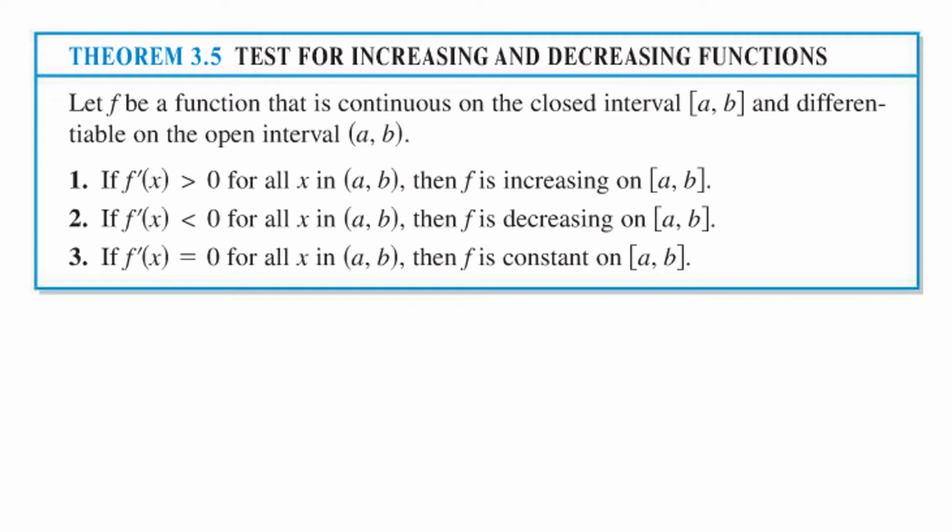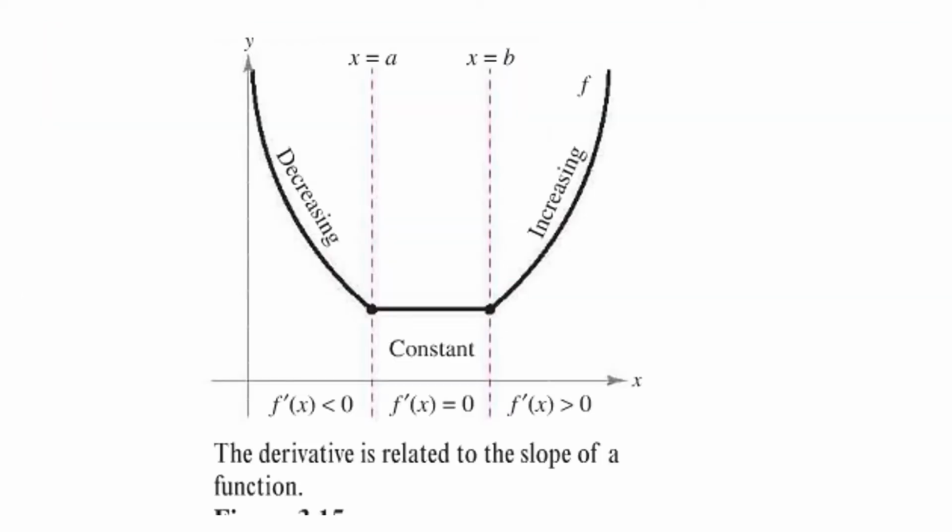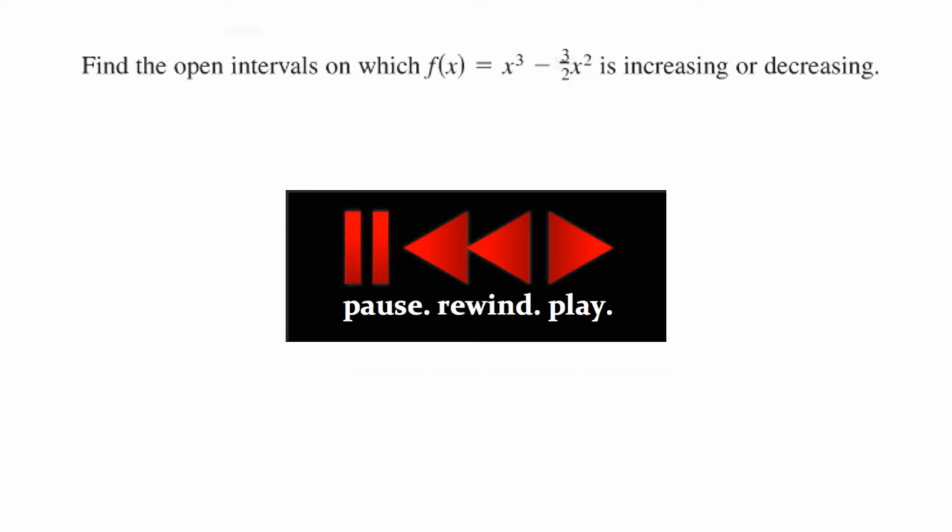Here is a picture that sort of illustrates that. The slope of the tangent line here would be certainly negative. The slope of the tangent line here would have a slope of 0, and the slope of the tangent line over here would be positive. So that's the results of those theorems and those definitions.